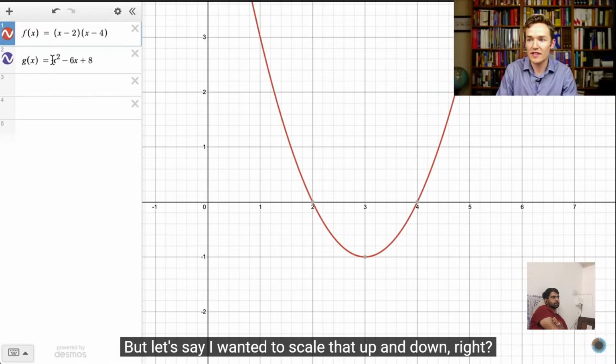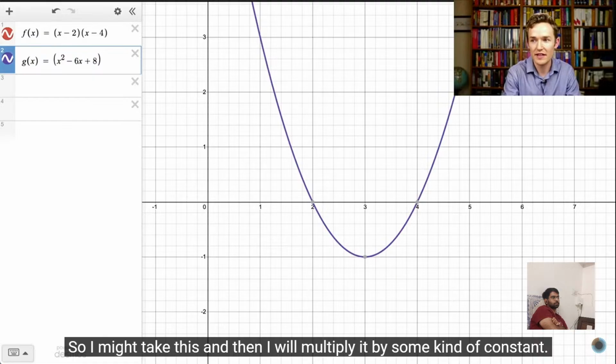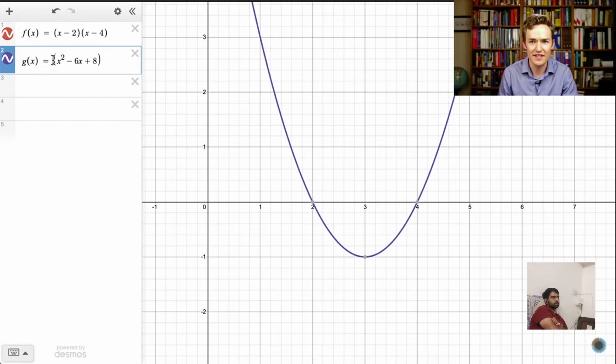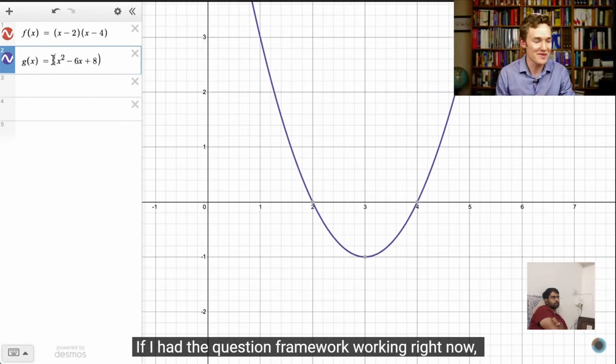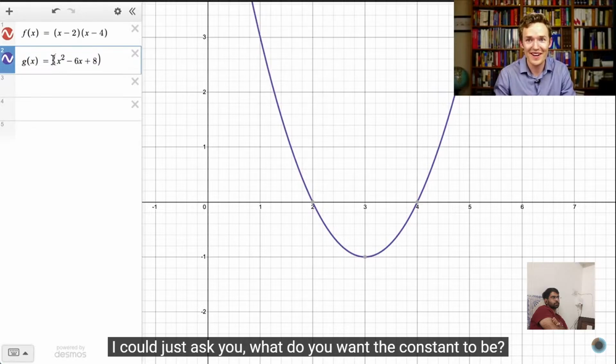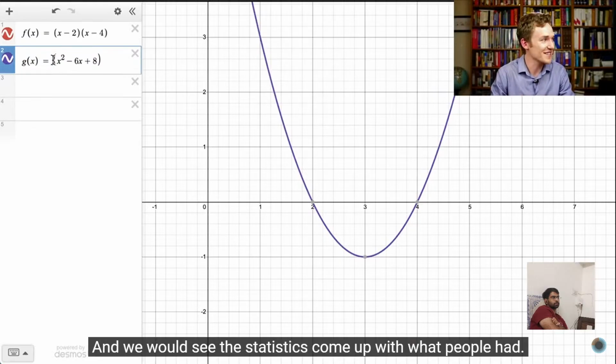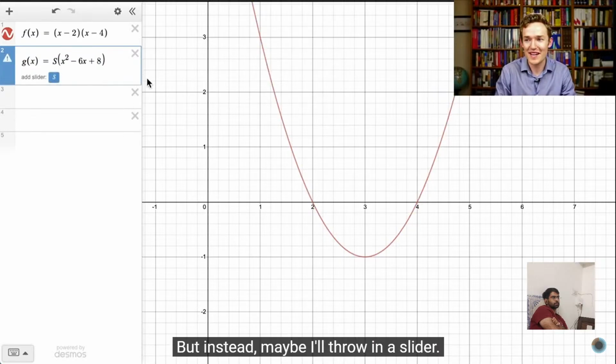But let's say I wanted to scale that up and down. So I might take this and multiply it by some kind of constant. What do you guys want to call that constant? See, this is the thing. If I had the question framework working right now, I could just ask you what you want the constant to be, and we would see the statistics come up with what people had. But instead, maybe I'll throw in a slider.